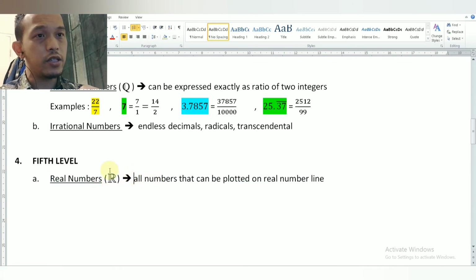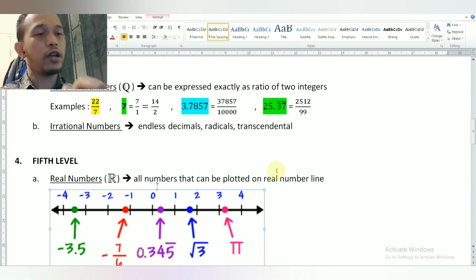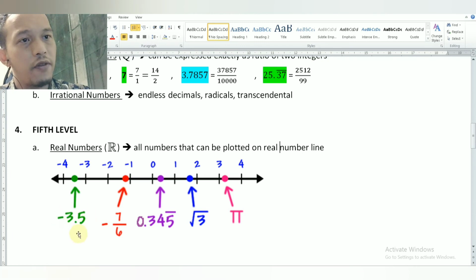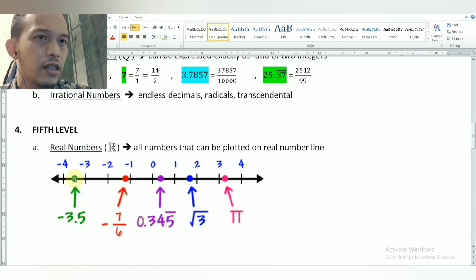Real numbers, this is the symbol for real numbers, and the definition is all numbers that can be plotted on the real number line. So as long as you can find where that number is on the number line, you have a real number. For example, we have 5 examples here. Negative 3.5. Is it a real number? Yes. You can have a hint that it is right here. How about negative 7 over 6? Yes, it is right here.